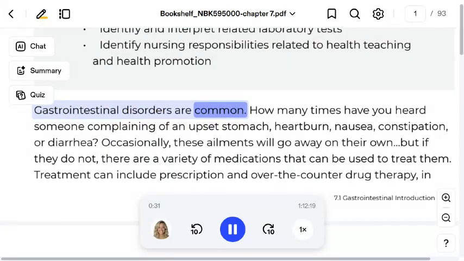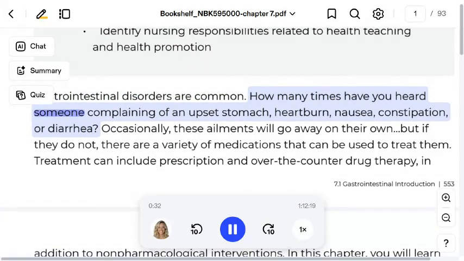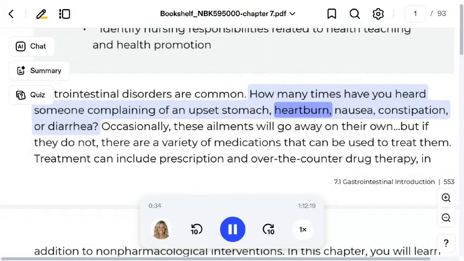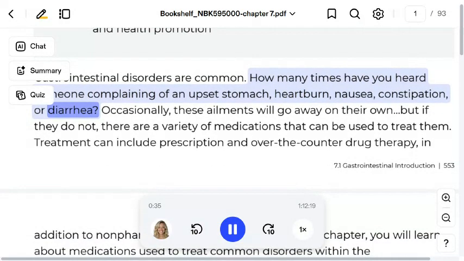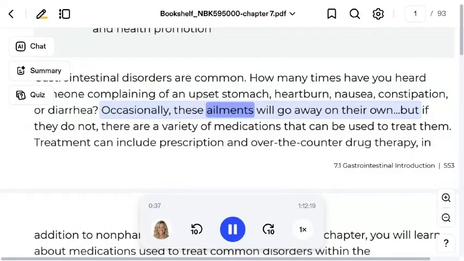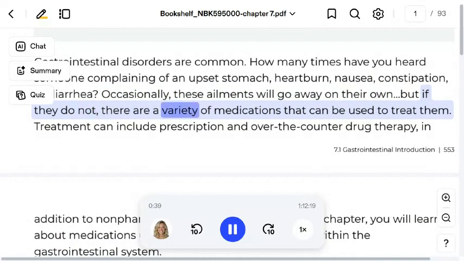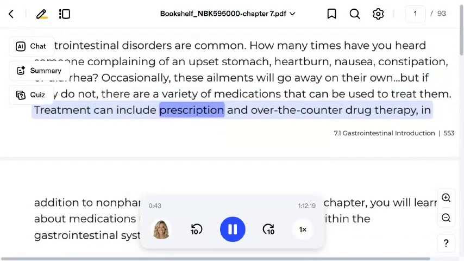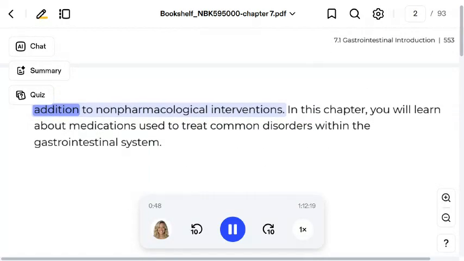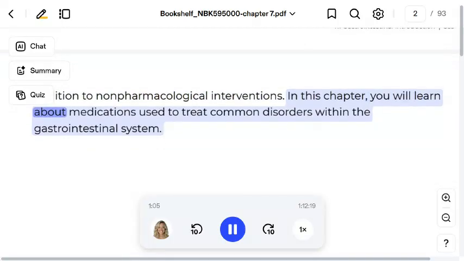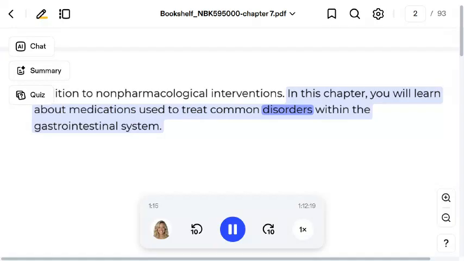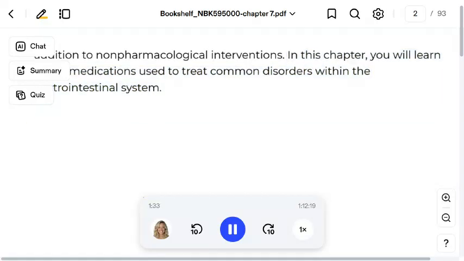Gastrointestinal disorders are common. How many times have you heard someone complaining of an upset stomach, heartburn, nausea, constipation, or diarrhea? Occasionally, these ailments will go away on their own, but if they do not, there are a variety of medications that can be used to treat them. Treatment can include prescription and over-the-counter drug therapy in addition to non-pharmacological interventions. In this chapter, you will learn about medications used to treat common disorders within the gastrointestinal system.